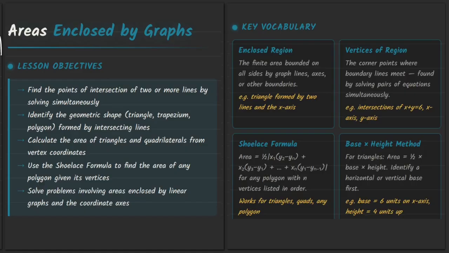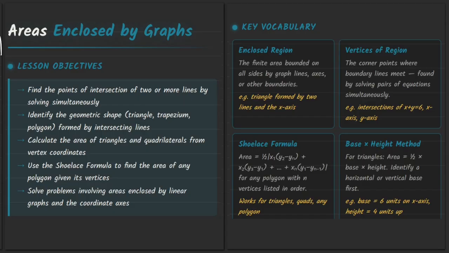In this lesson, you are looking at the area enclosed by graphs. At the end of this lesson, you should be able to find the point of intersection of two or more lines by solving simultaneously. You should be able to identify the geometric shape formed by intersecting lines. Be able to calculate the area of triangles and quadrilaterals from vertex coordinates.